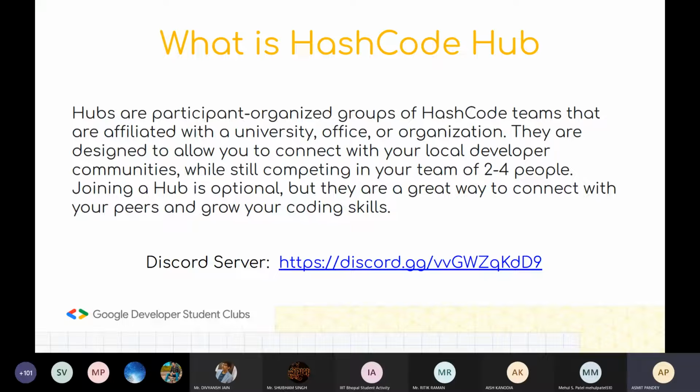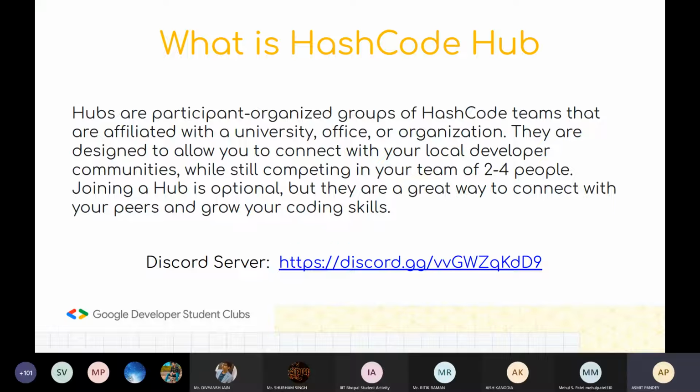Hubs are participant organized groups of HashCode teams that are affiliated with a university, office, or organization. They are designed to allow you to connect with your local developer communities while still competing in your team of 2 to 4 people. Joining a hub is optional, but they are a great way to connect with your peers and grow your coding skills.